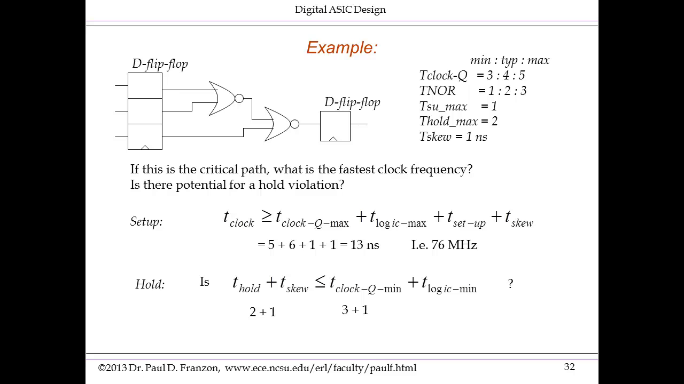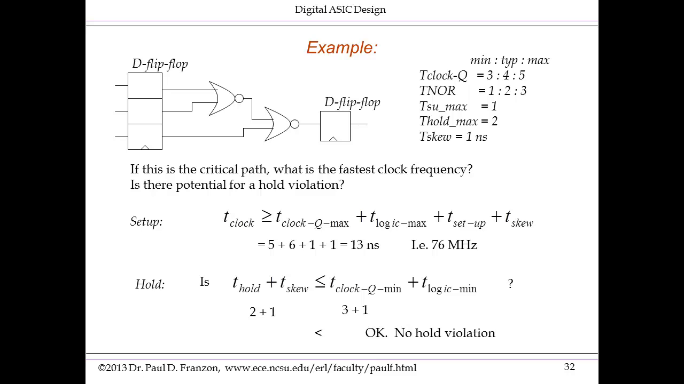So we calculate those using the values that are given. Hold time is 2 nanoseconds, the skew is 1. T clock to Q min is 3 nanoseconds. And T logic min is the minimum delay through the shortest logic path, which is this NOR gate here. And that minimum delay is 1 nanosecond. Do we have a hold violation or not? The constraint is satisfied, so no, we don't have a hold violation.